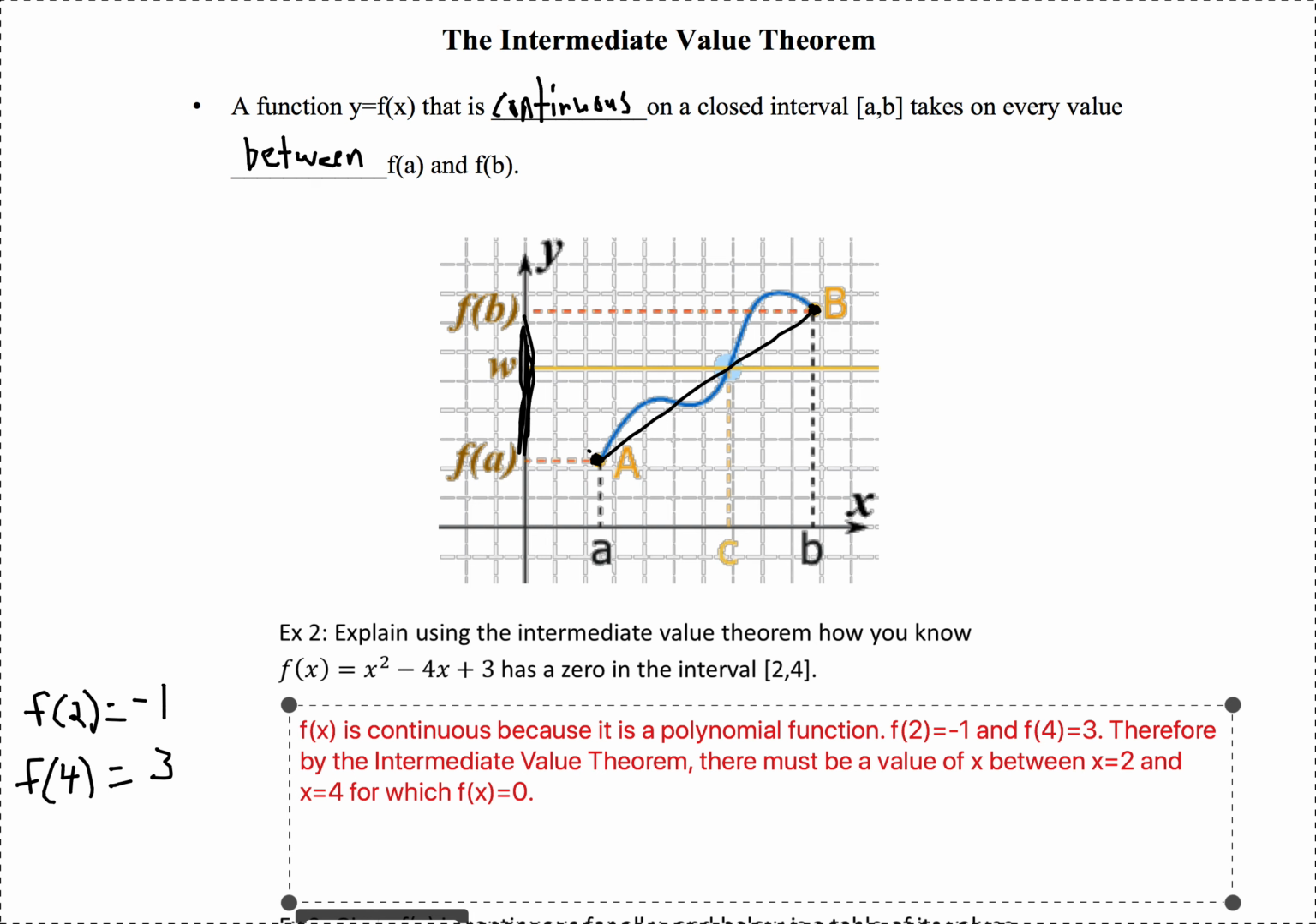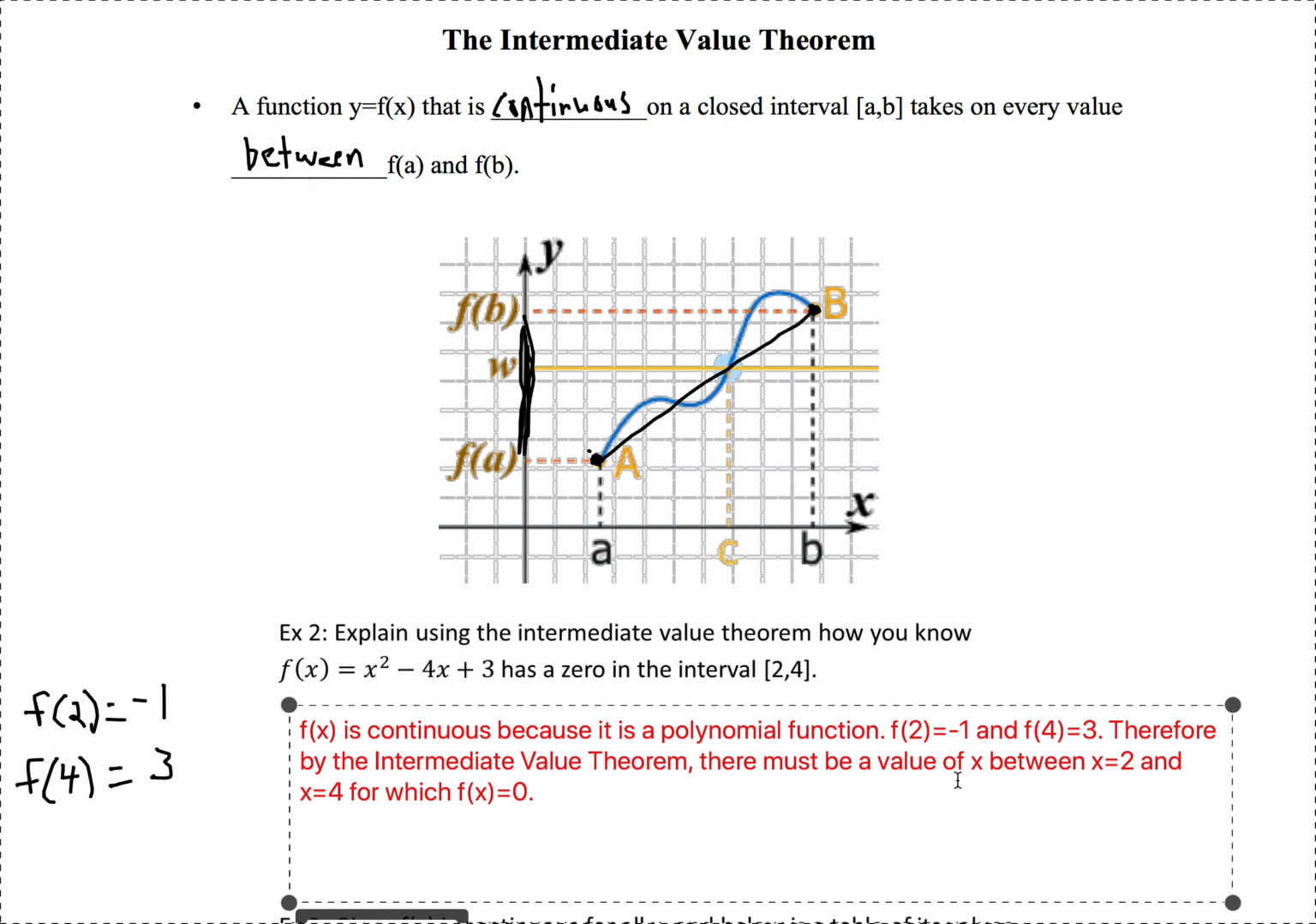So that's how I want us to write this out. F of x is continuous because it's a polynomial function. You state the function is continuous. You have to do that. Then you state the endpoints. F of 2 is -1 and f of 4 is 3. Therefore, by the intermediate value theorem, there must be a value of x between x equals 2 and x equals 4, for which f of x equals 0.